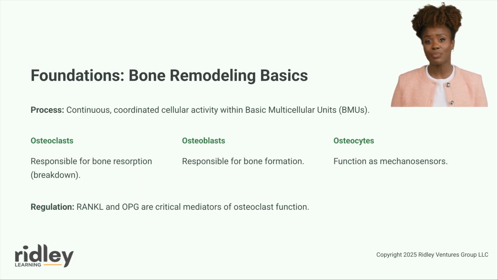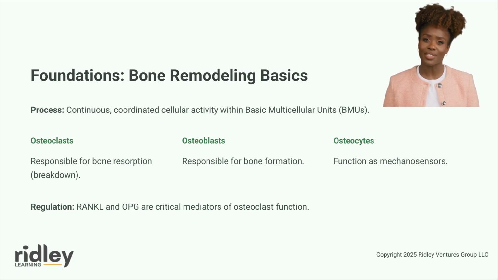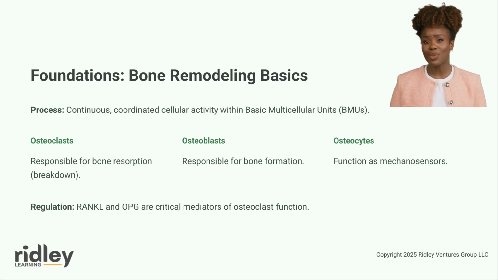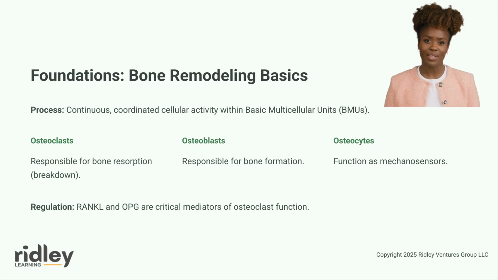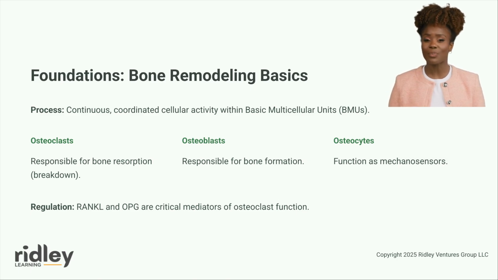This is the process by which mineralized bone matrix is broken down and its mineral content released into the circulation. These cells attach to bone surfaces and create sealed resorption lacunae. They secrete hydrochloric acid to dissolve the mineral component and proteolytic enzymes to degrade the organic collagen matrix. The activity of osteoclasts is tightly regulated by systemic hormones, local cytokines, and mechanical signals. The receptor activator of nuclear factor kappa B ligand, known as RANKL, and its decoy receptor osteoprotegerin, known as OPG, serve as critical molecular mediators of osteoclast differentiation and function.